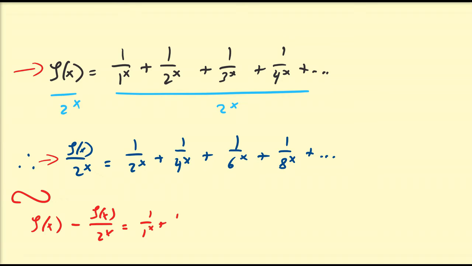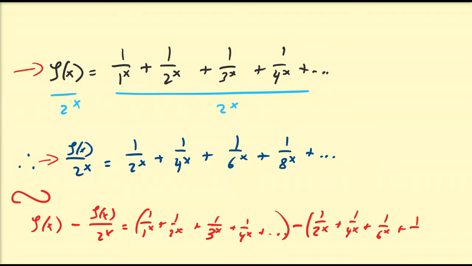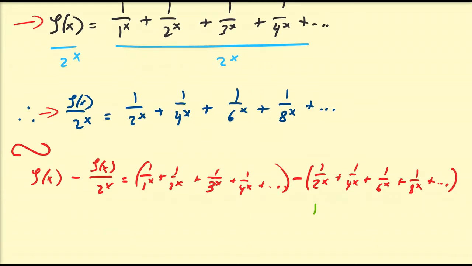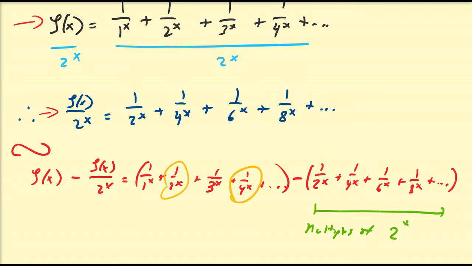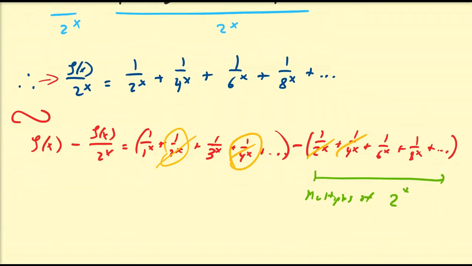That's going to be 1 over 1 to the x plus 1 over 2 to the x plus 1 over 3 to the x plus 1 over 4 to the x and so on, minus 1 over 2 to the x plus 1 over 4 to the x plus 1 over 6 to the x plus 1 over 8 to the x and so on. As you may see, on this right hand side, these are all multiples of 2 to the x, so all the even bases. That means all the even terms in this zeta expression are going to be canceled with their corresponding terms. So all of these will cancel, because there are definitely all the even terms located in this infinite series.